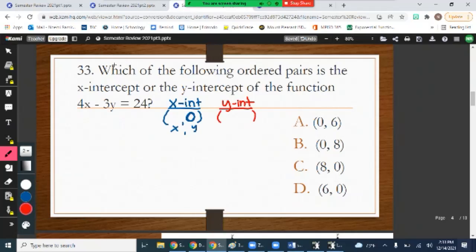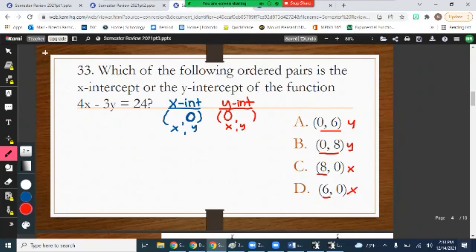Y-intercept. Give me any y-intercept. (0, 6). So where x is 0, but y is some type of number. So this is a y-intercept. This is an x-intercept. I need to know both to solve this, or I need to know both to answer this.